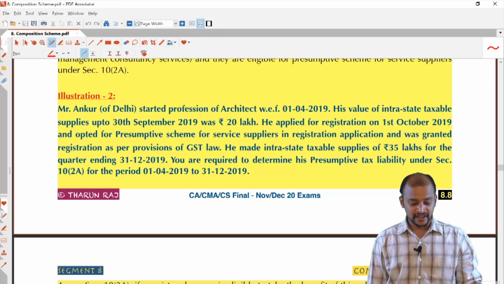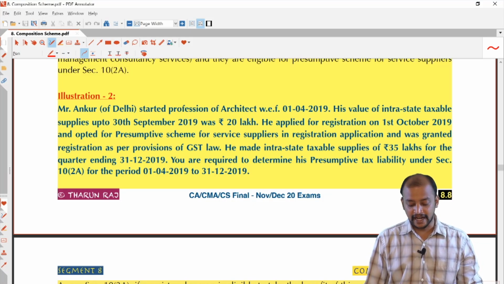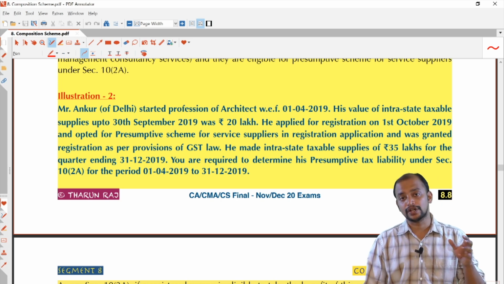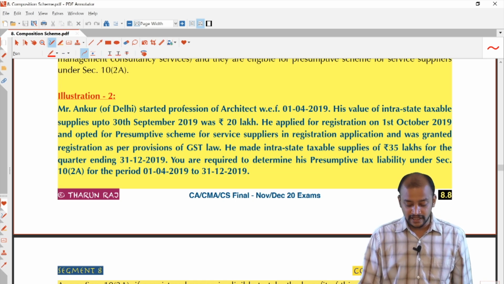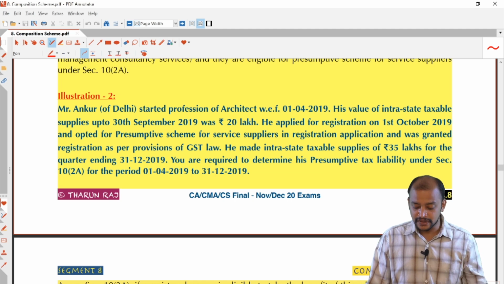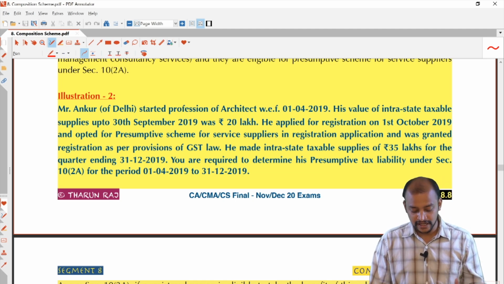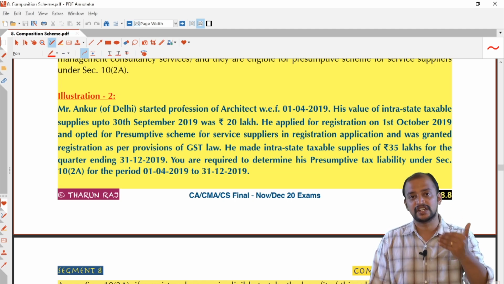Then next, Mr. Ankur of Delhi started profession of architect with effect from 1/4/2019. Architect, again, it is not manufacturer, trader or restaurant service provider, so no doubt 10 subsection 2(a). His value of intrastate taxable supplies up to 30th September 2019 was rupees 20 lakhs. He applied for registration on 1st October 2019 and opted for presumptive scheme for service suppliers in the registration application and was granted registration as per GST law.